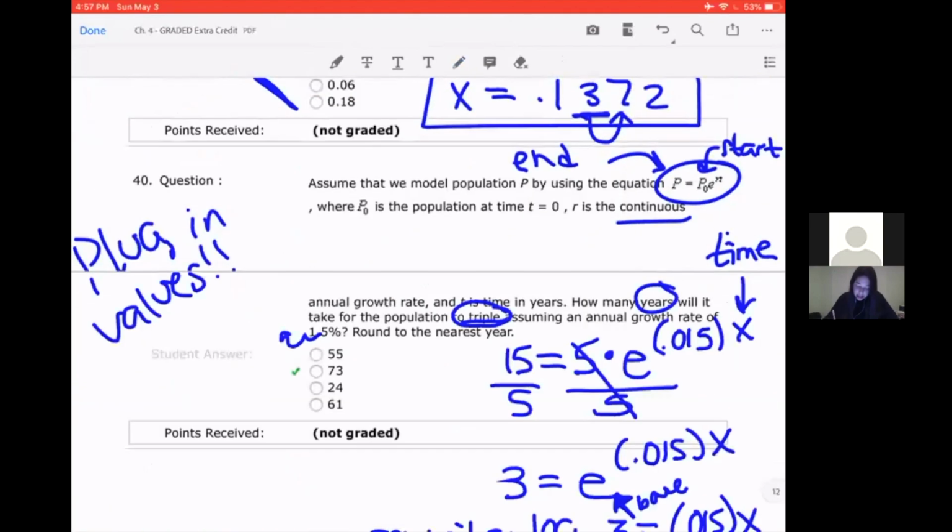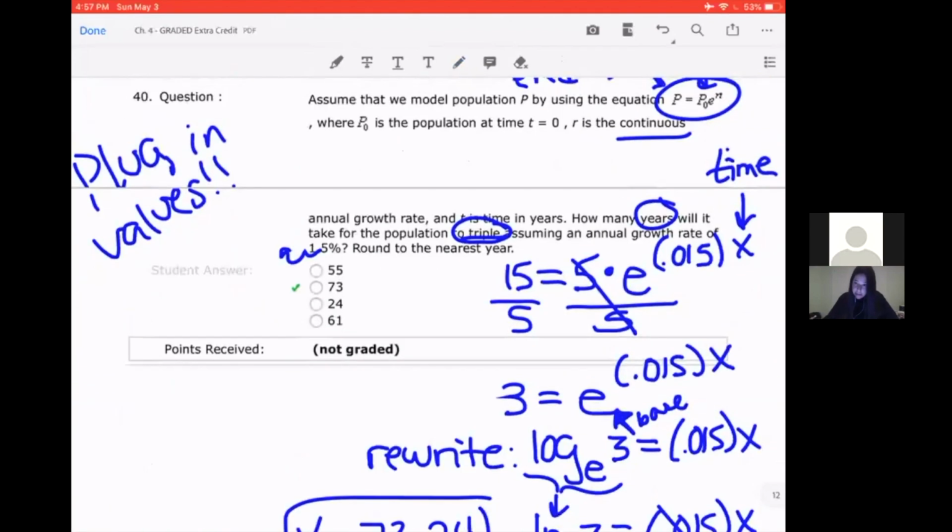We did 39 together and we did 40 together. All right, so hopefully that helps.